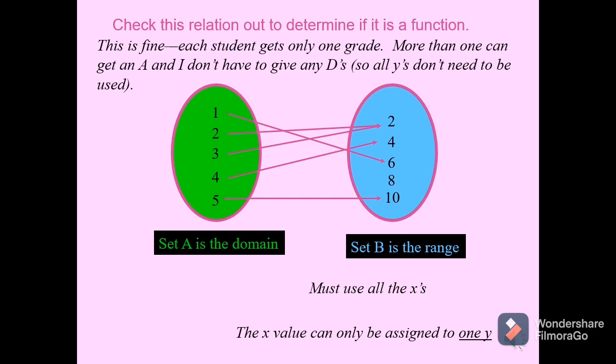More than one can get an A, and I don't have to give any of this, so all y's don't need to be used. So in the given, x must not be repeated and y can be repeated. Since the two conditions are met in this example, then we can conclude that this is a function.